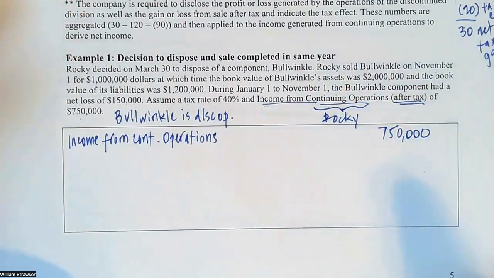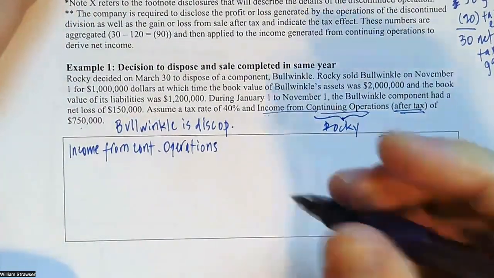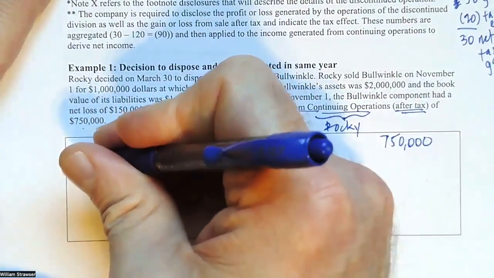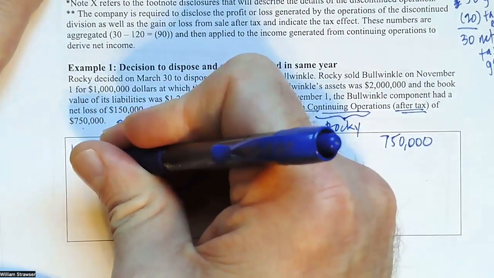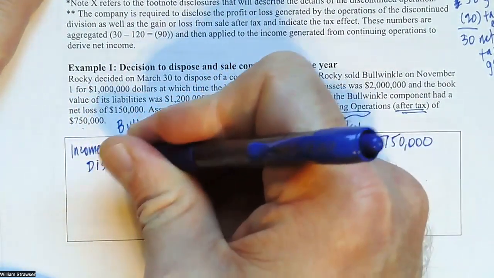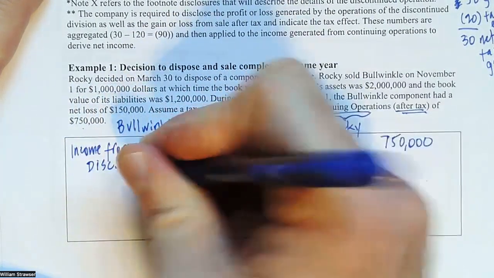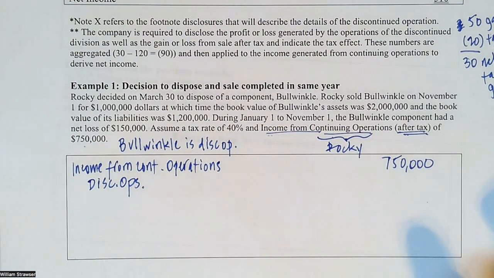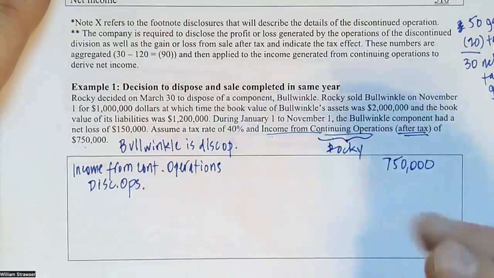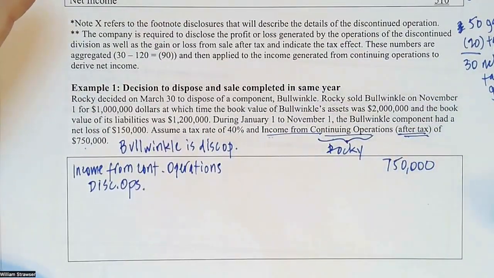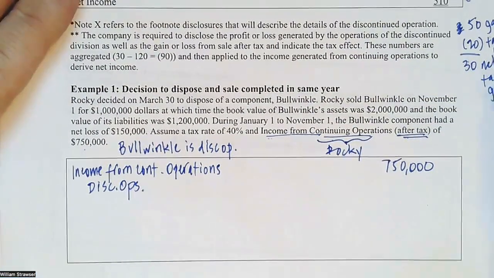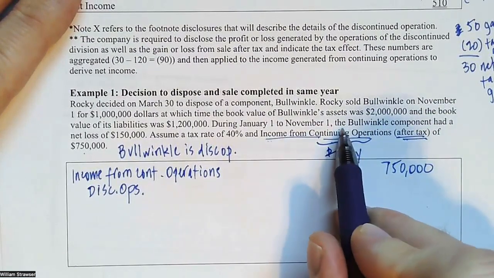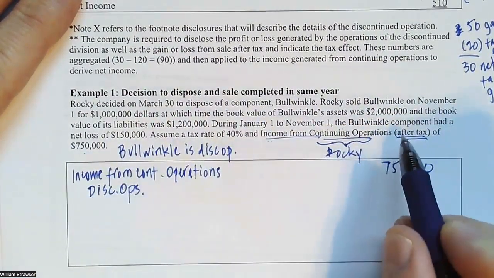Now we have to disclose what happened with Bullwinkle. So the discontinued operations come next. Remember that we have to report two things. First, what were Bullwinkle's piece of these operations? What was the net income or loss of Bullwinkle? So the Bullwinkle component had a net loss of 150.